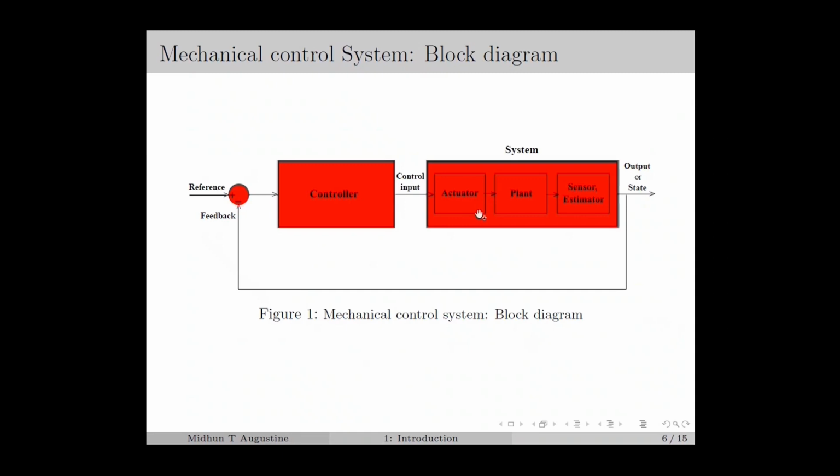Here, the actuators and sensors are basically transducers which convert energy or signal in one form to another form. The actuator basically transforms the control input, which is usually an electrical signal, to some mechanical input to the plant. And the sensor transforms the mechanical variables in the system to some electrical signal, which is then used for comparing with the reference.